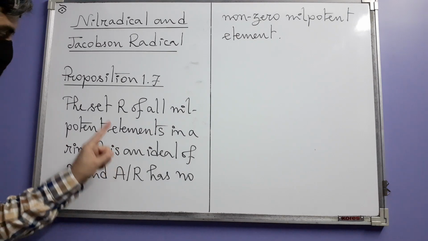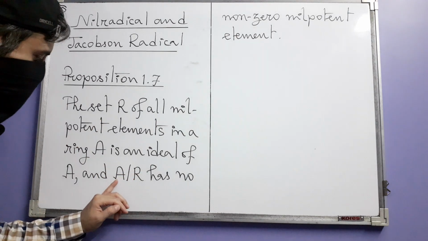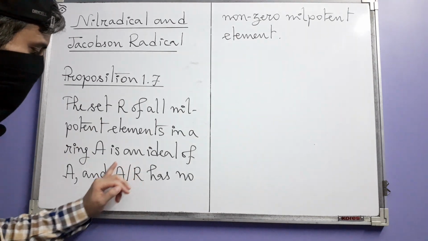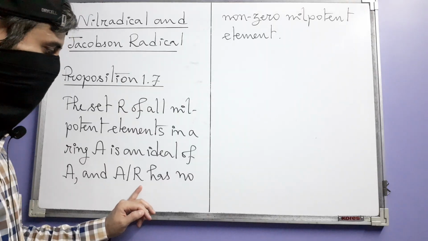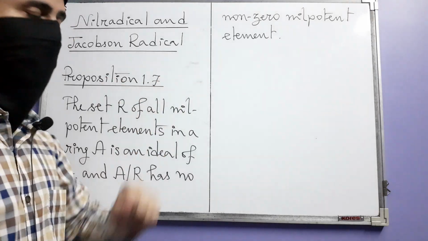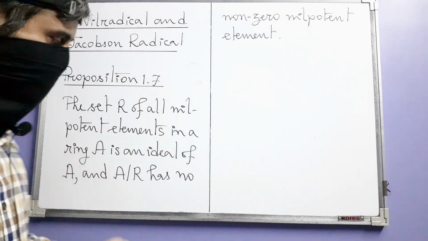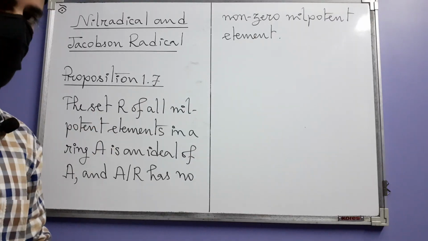And after proving this, if you then form the quotient of A by R, you get a quotient ring that has no non-zero nilpotent element. So let us first show that R is an ideal of A.